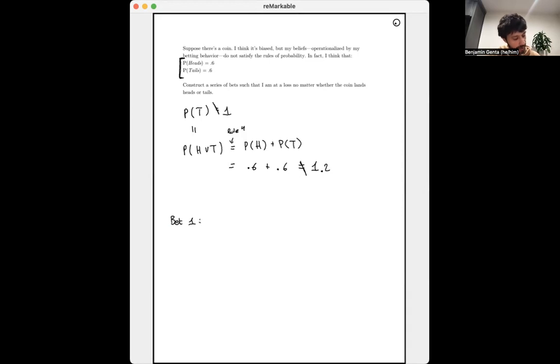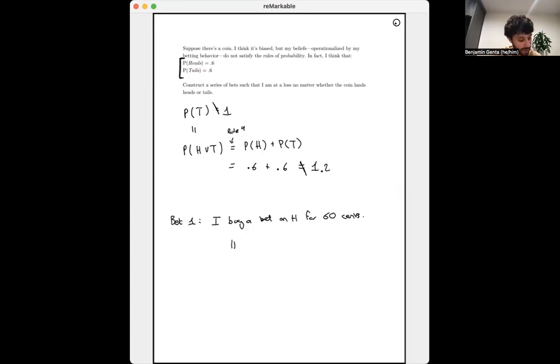So bet 1 will be, well, we're Dutch booking me here. I buy a bet on H for 60 cents. I believe heads will happen with 60% probability, and so I'm willing to buy a bet on H for 60 cents.